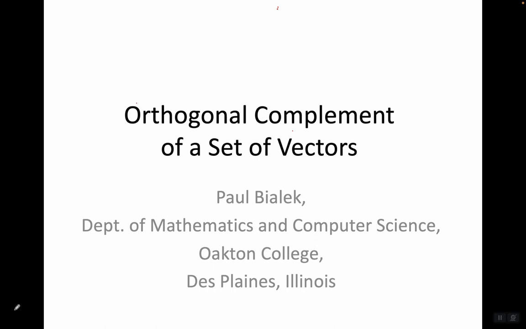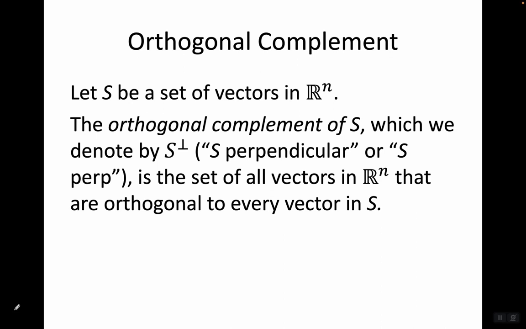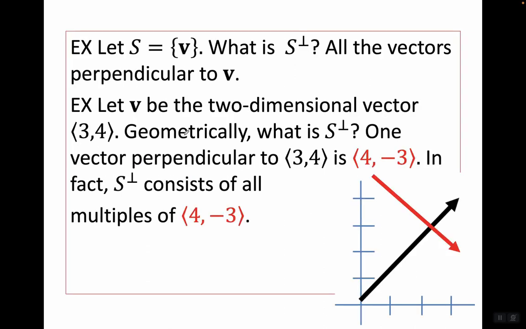Let's look at the orthogonal complement of a set of vectors. Let S be a set of vectors in Rn. The orthogonal complement of S, which we denote by this symbol, we say S perpendicular or S perp, kind of a strange term, is the set of all vectors in Rn that are orthogonal to every vector in S.